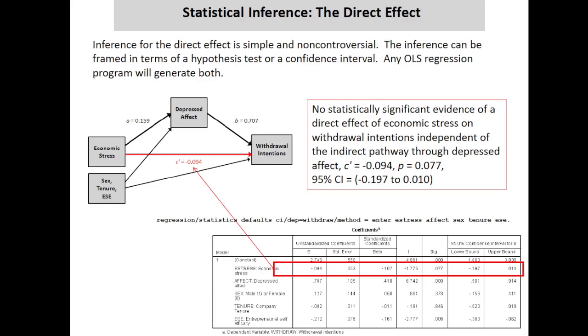So here's our direct effect of minus 0.094, and we see from our standard regression table here that our p-value attached to that is 0.077, or a confidence interval which straddles 0. So if we want to take the 0.05 criterion seriously and literally, we would say, well, that's no evidence of an effect of stress on withdrawal intentions after you account for differences between these entrepreneurs and how depressed they are.